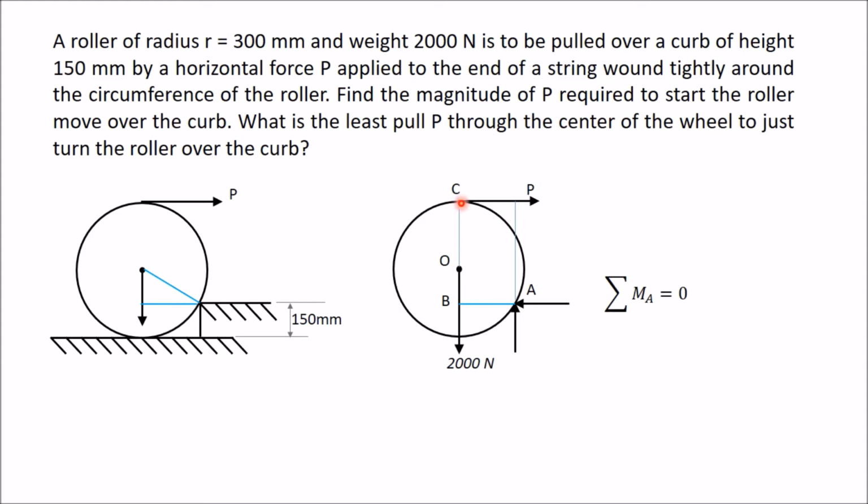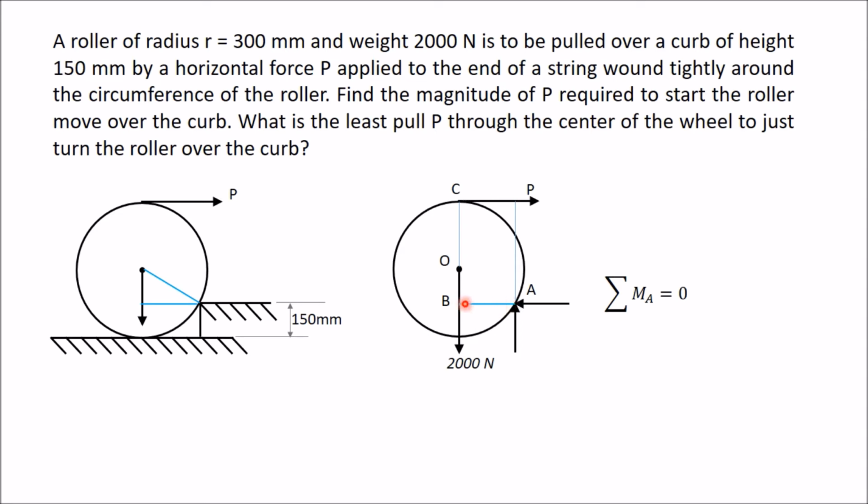This total distance BC, the height from this point till this point, is the diameter of this roller. Radius of the roller is 300 mm, so the diameter of this roller is 600 mm. From this point to C, the distance is 600 mm. Now the distance from this point to B is nothing but the height of the curb, that is 150 mm. So BC is equal to the total diameter 600 minus 150, that is 450.